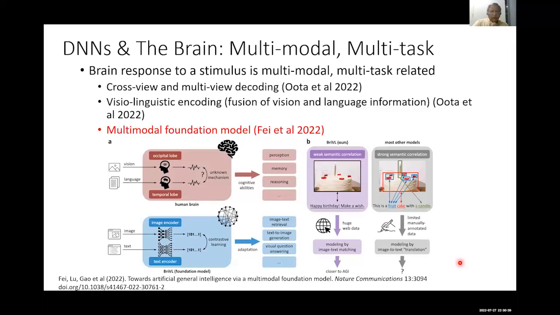This is a recent work from Fei et al. They show that traditional models use strongly semantically correlated data, where you have an image that is painstakingly annotated with all of its constituents. These are the fruits, this is a candle, this is a cake, and so on. So this is modeling by an image-to-text translation approach. In contrast, they crawled the web and came up with image-text pairs that do not have the same strong semantic correlation. When they use this kind of data in an unsupervised way, the representations that are developed have shown very high accuracy in downstream tasks like text retrieval, image-to-text retrieval, captioning, visual question answering, and so on.